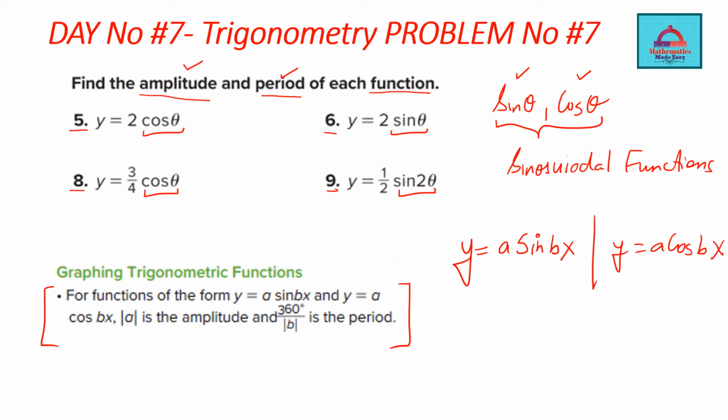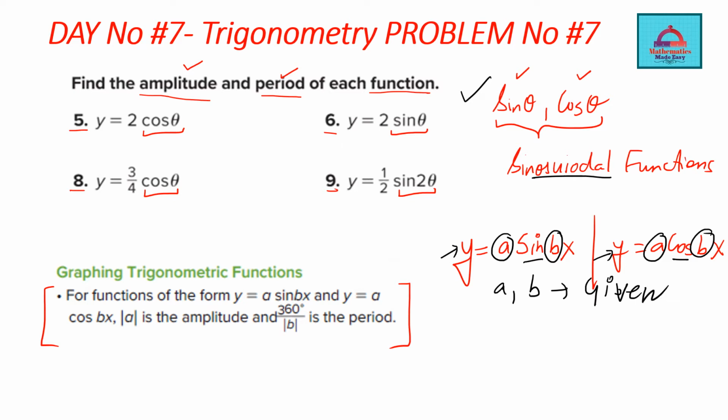So what are these functions? Let's get to know them a little bit before we solve this question. Here y is the function of sine, and here it is for cos. These are the two trigonometric functions we are dealing with in this question, together called sinusoidal functions. In the first one, you see the variables a and b. Similarly, a and b. If you know these values a and b, usually these will be given to you in the problem. You can find these two things which are asked here: number one, the amplitude, and number two, the period.